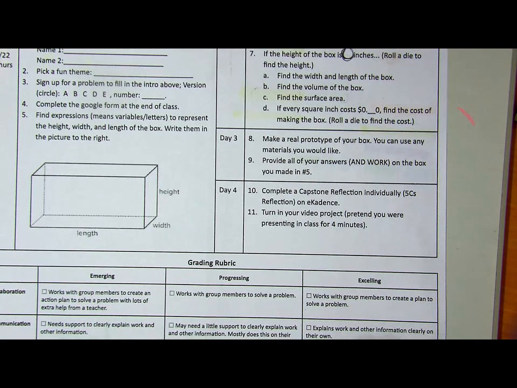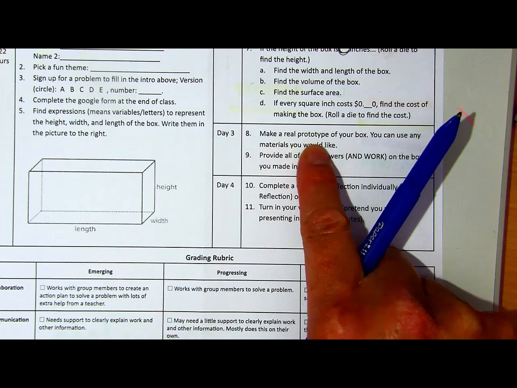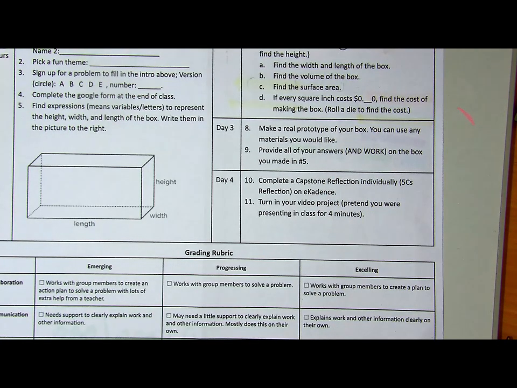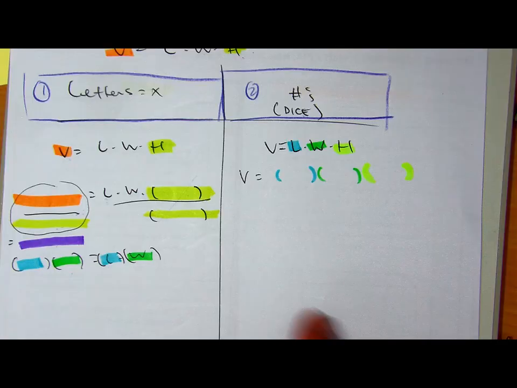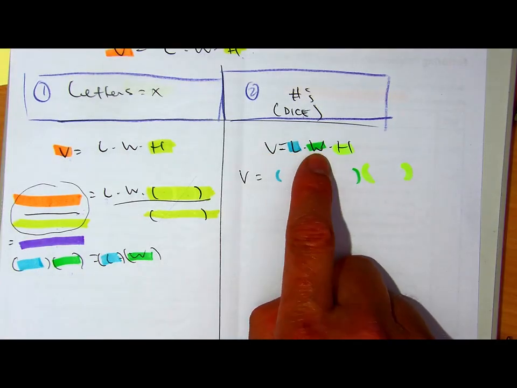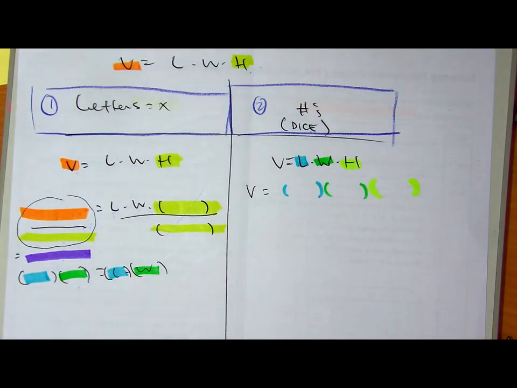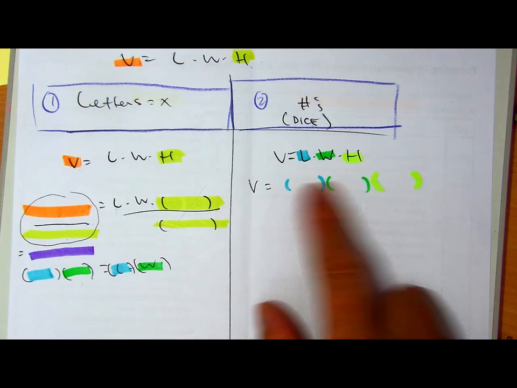Day 3, number 8. Make a real prototype of your box. You can use any materials you like. So, after you substitute the numbers, let's just make something up. Your volume is 7, 8, 9. Okay? You create your box. So some students were like, we're going to make it out of candy. So I recommended, hey, think about Christmas. How about making it out of like a gingerbread cookie box? Or just use graham crackers and glue them together. Right? That's making a box with these dimensions.